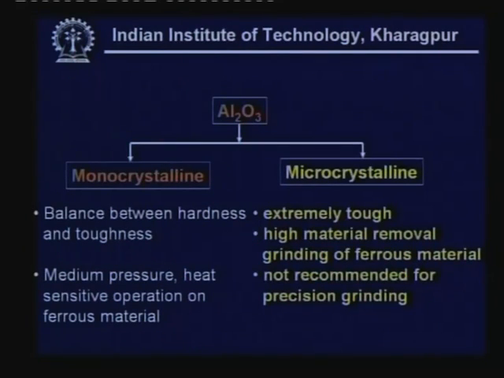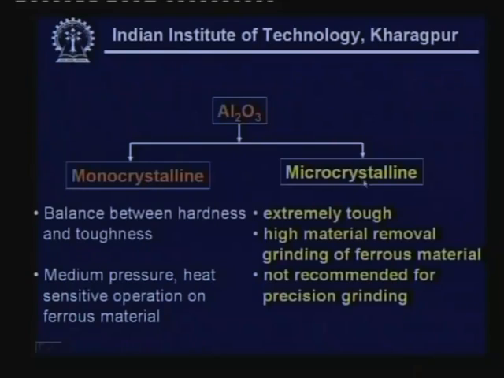Further classification is also possible in this aluminum oxide family. We have either monocrystalline or microcrystalline. Monocrystalline is a balance between hardness and toughness. Since we have a balance, we do not have very high hardness, neither is toughness high, so it can be used for medium pressure grinding or those areas which are very sensitive to heat. If we have some crack or flaw in the grinding during this rubbing process, that is not allowed, and there this should be the material of choice.